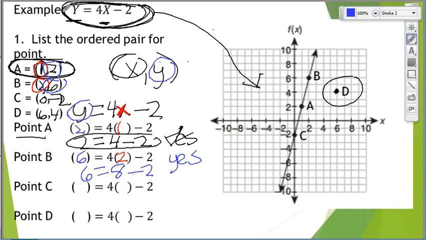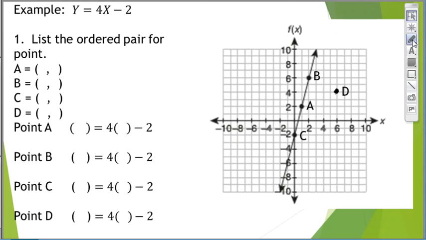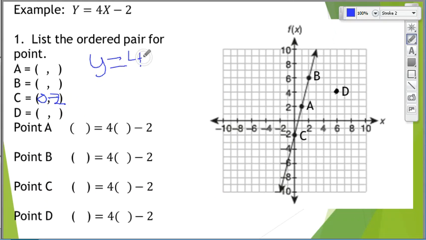Let's look at point C. And our page is getting a little bit fuzzy here, so I'm going to go ahead and just clear us some space out here. We know that point C was at 0, negative 2. Okay, so we have our equation y equals 4 times x minus 2.